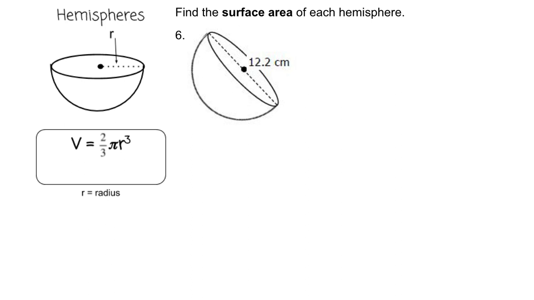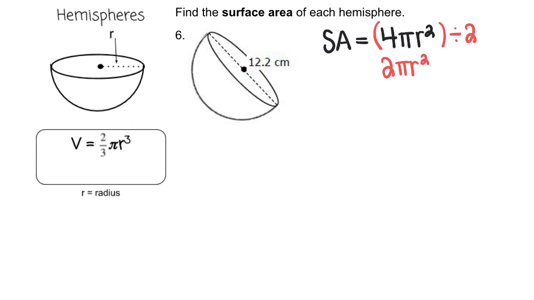So now we're going to look at the surface area of a hemisphere. So if I take my original surface area formula, which was 4 pi r squared, and I know a hemisphere is half of a sphere, I could divide that by 2, and I end up with 2 pi r squared. But bear with me a second.